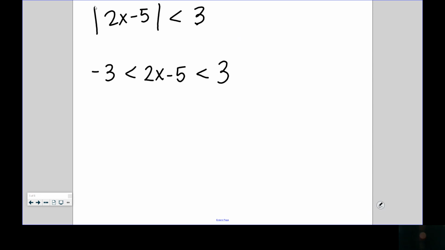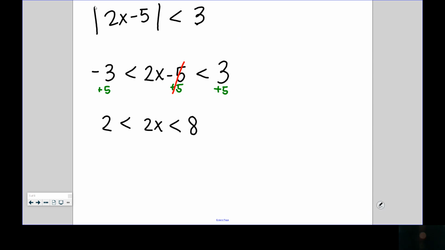So what would you normally do here trying to get x by itself? Add 5. Add 5 everywhere. Cancel out in the middle. What are you left with on the left? 2 less than 2x less than what? I can't believe I made up a good problem here. Usually my problems are awful.